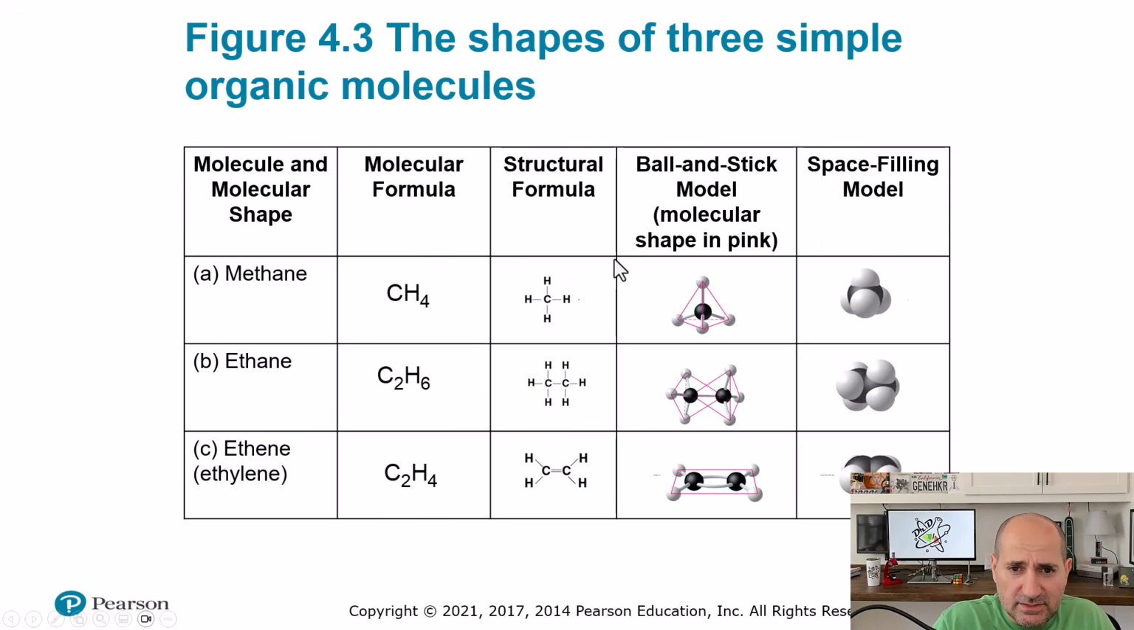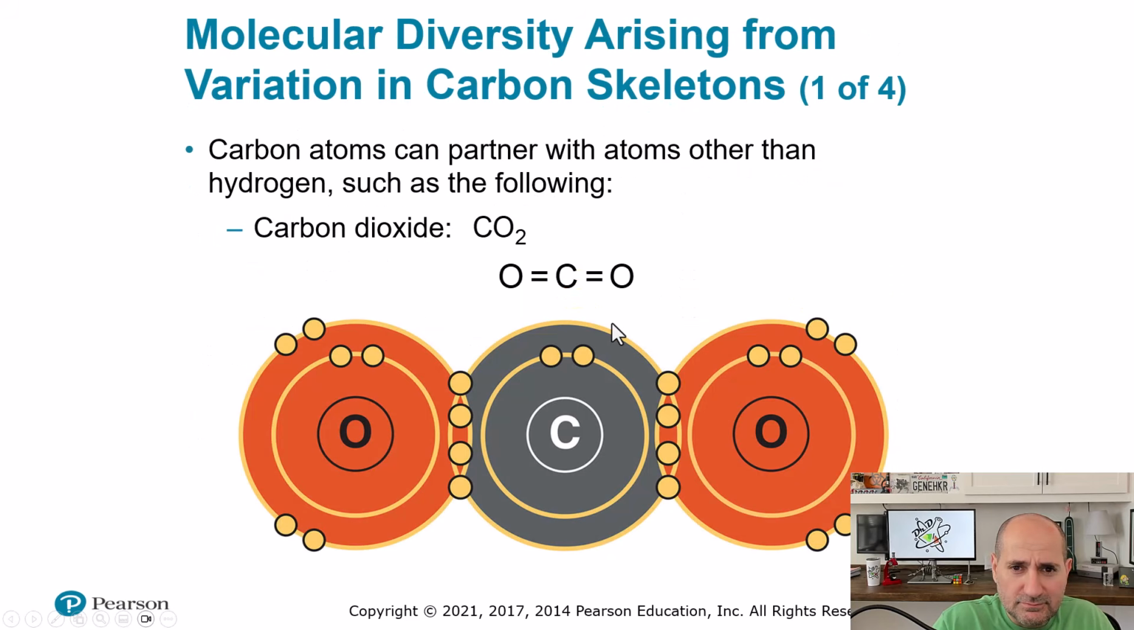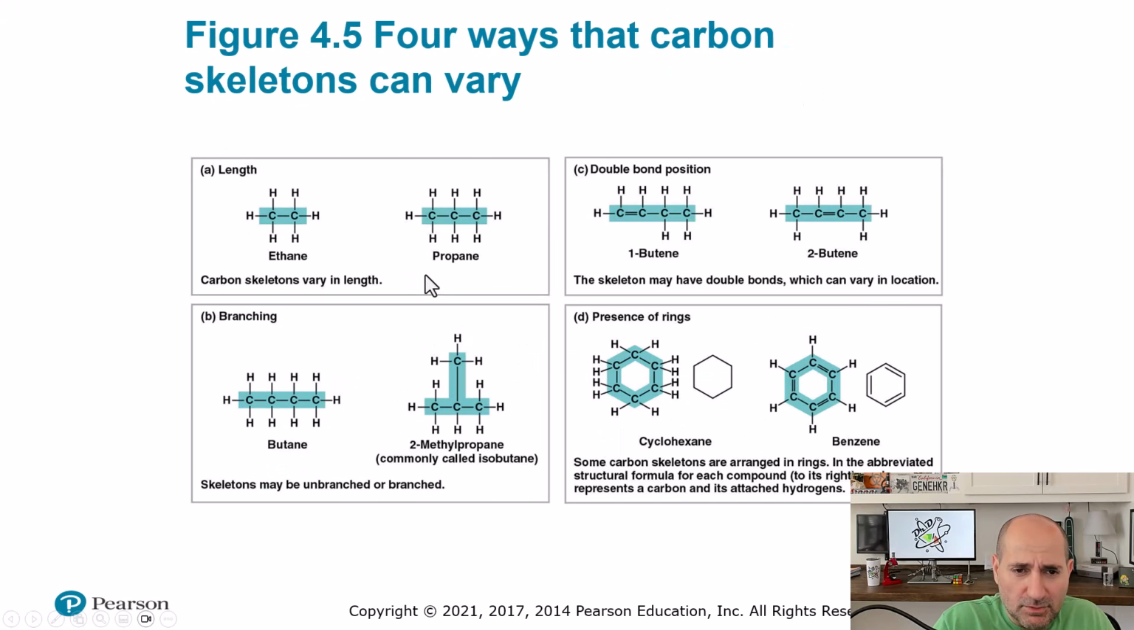Remember that when carbon only makes single bonds with its neighbors, it has a tetrahedral shape, a pyramid shape. But when it forms double bonds, it becomes planar. Remember that? The bonds become planar. We talked about different ways that carbon molecules can differ: length, double bond position, branching, presence of rings.